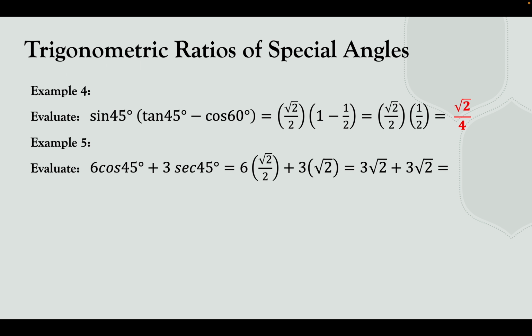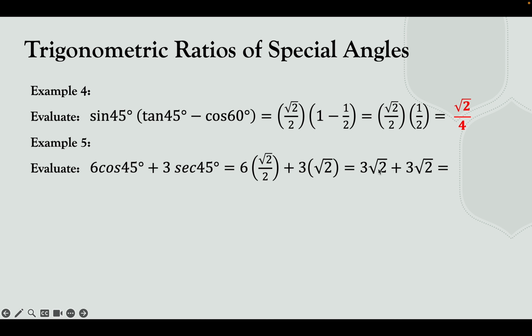Example number 5, we have 6 cos 45 plus 3 sec 45 degrees. So you just multiply what is cos 45, square root of 2 over 2. So 6 times square root of 2 over 2 plus 3 times sec 45 is square root of 2. So we have 6 square root of 2 over 2. So you can simplify this one. 6 there, common is 2. So 6 divided by 2 is 3, and 2 divided by 2 is 1.